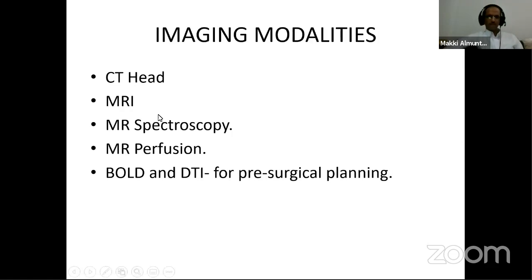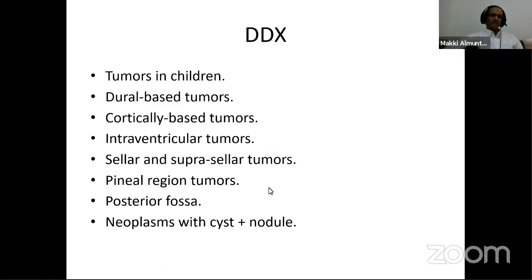As I mentioned, here is CT, MRI, MR spectroscopy, perfusion, BOLD, and DTI, which are functional MRI for pre-surgical planning. Differential diagnosis depends on the age of the patient. For example, in children, the tumors are different from adults. In the location, dural-based tumors are different from cortical-based, intraventricular tumors, sellar and suprasellar tumors, pineal region tumors, posterior fossa tumors, and there are certain tumors which have certain features such as neoplasms with cyst and nodule, and I'll show some examples.